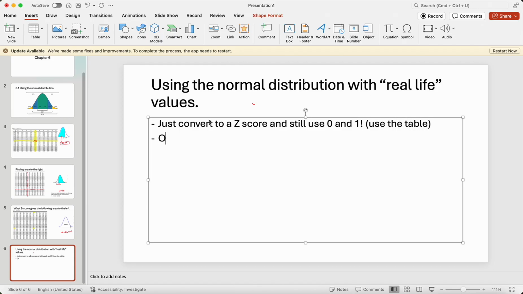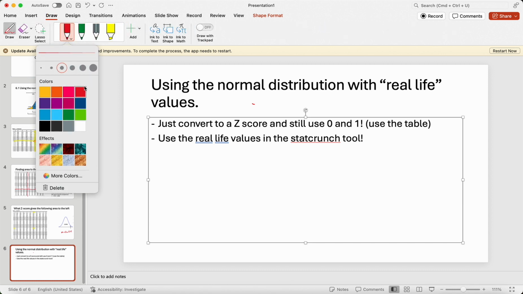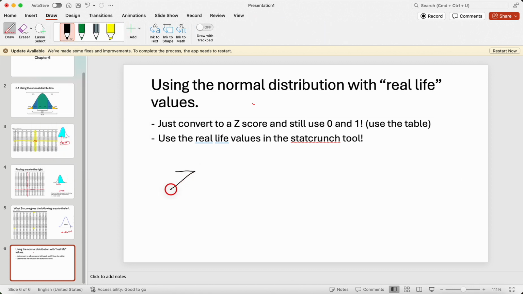Or you can use the real-life values in the StatCrunch tool. And of course, that would be probably your best bet. But let's show you what I mean by that. And let's recall our z-score formula. It looks like this. A z-score is some value compared to the mean and divided by the standard deviation.